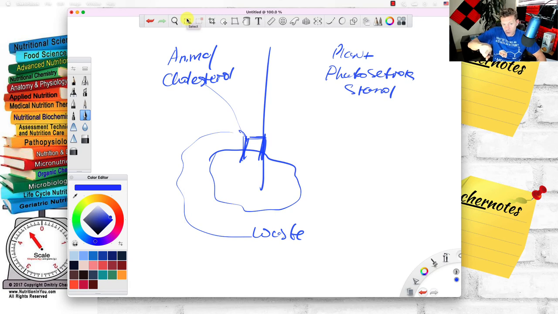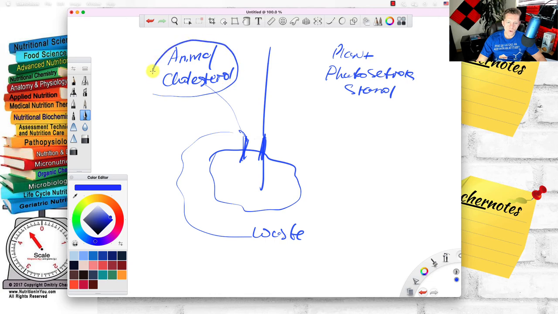You have a key, you're trying to get in somewhere, and it's like you're picking the lock. Ah, yes, I was able to open that up. So drugs are one way: just physically block this entry, so maybe the plant sterol can get in because of those differences, but the animal cannot. And another way to lower your cholesterol is more natural, which has nothing to do with drugs.